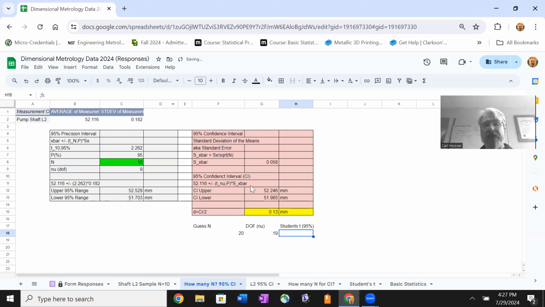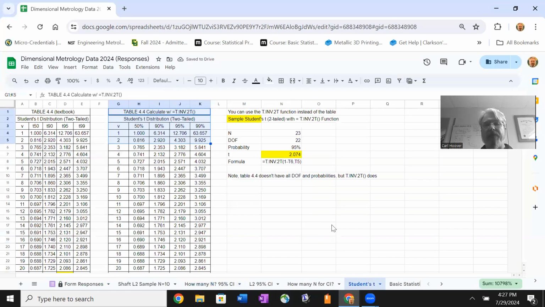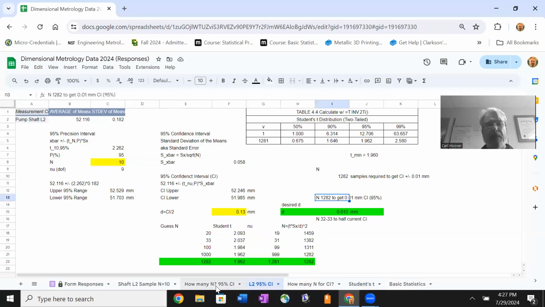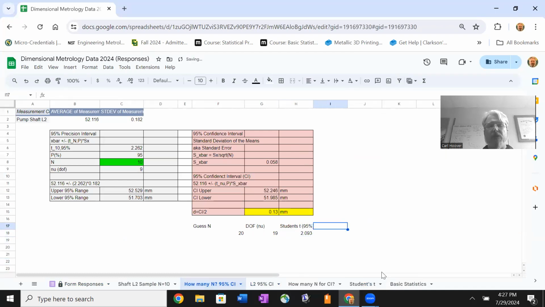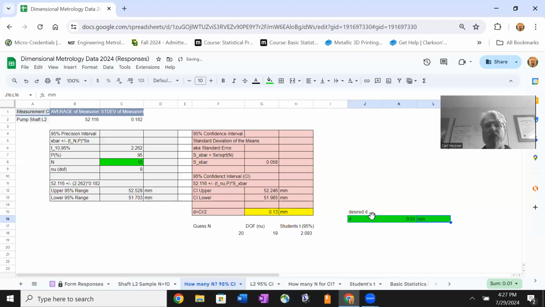So with student's T for 19, we can look that up in our student's T table, come down here and find 19, and that equals 2.093. So we can come back over here, pop that in here. Okay, so our desired D, we'll put right here, and we'll call it 0.01 units of millimeters. We'll just give it a little highlight so we know what we're looking for.